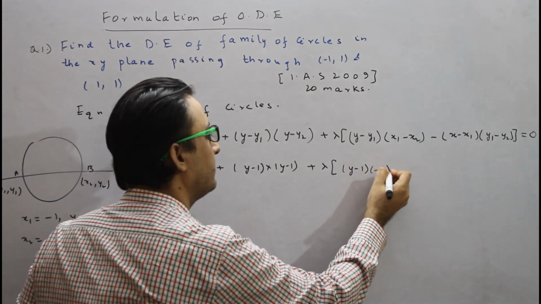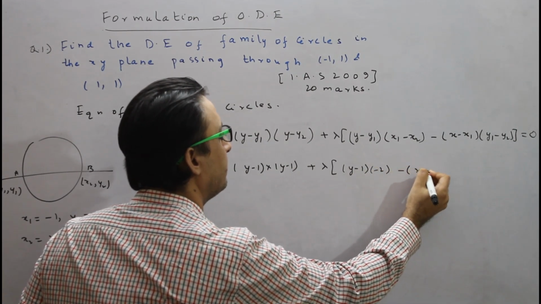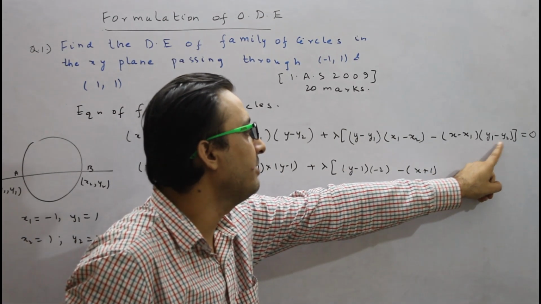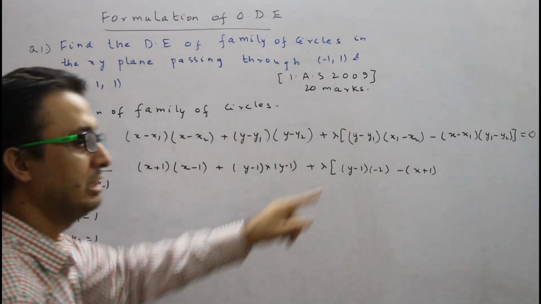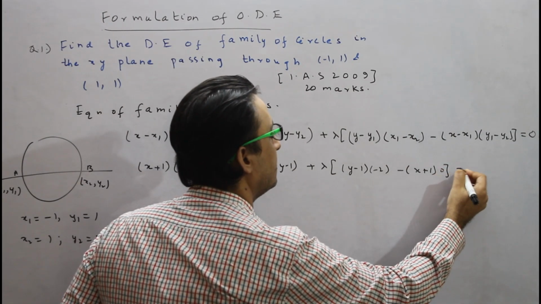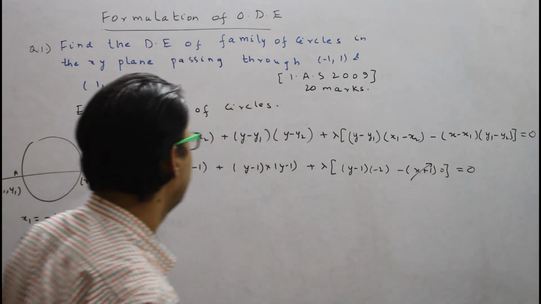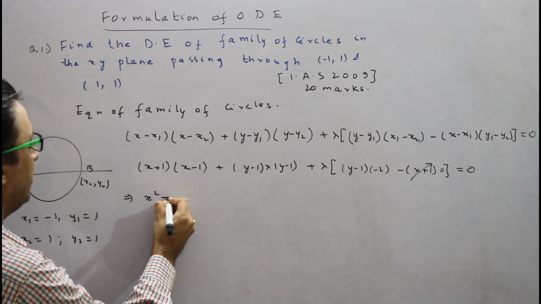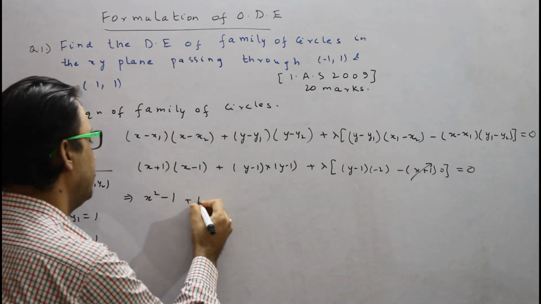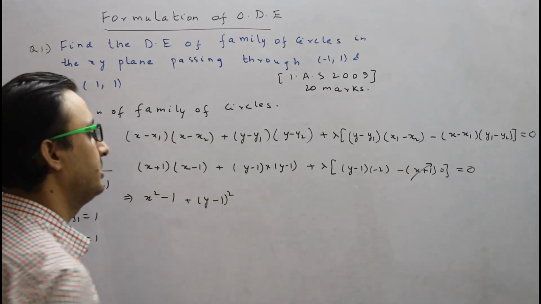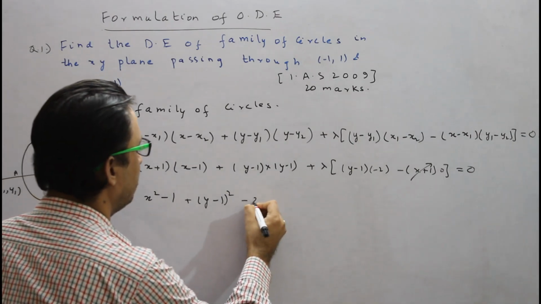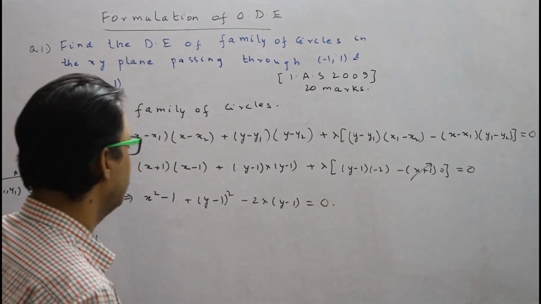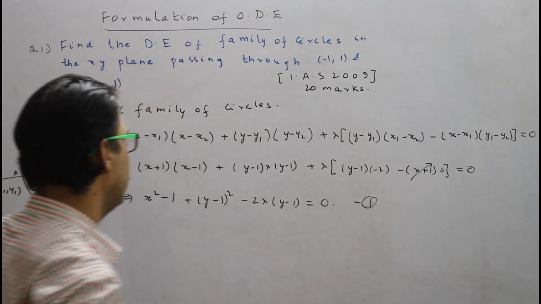minus of (x plus 1), because we are having this one, but this amounts to 0 because y1 and y2 are the same, so this is 0, we subtract it, and this gets nullified. So finally we get our answer for this equation: x square minus 1 plus (y minus 1) whole square minus 2 lambda (y minus 1) is equal to 0. So we have formulated the equation.